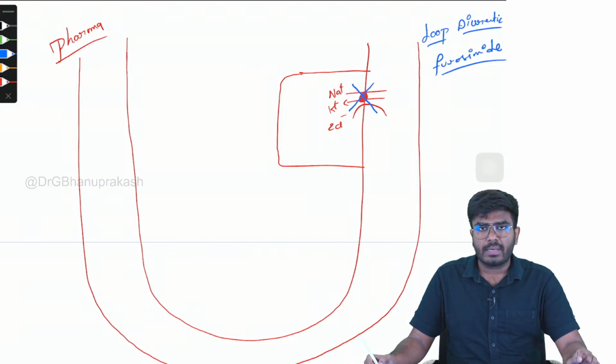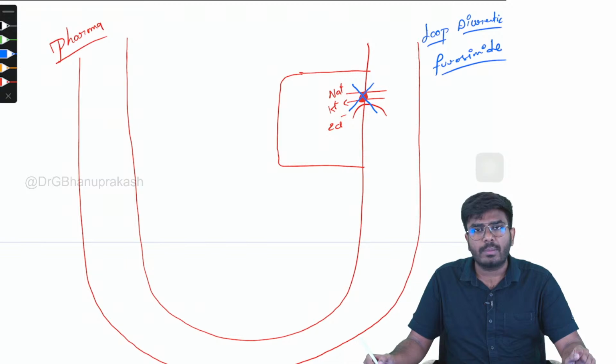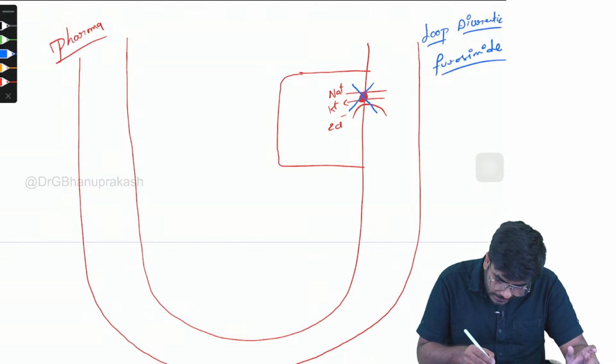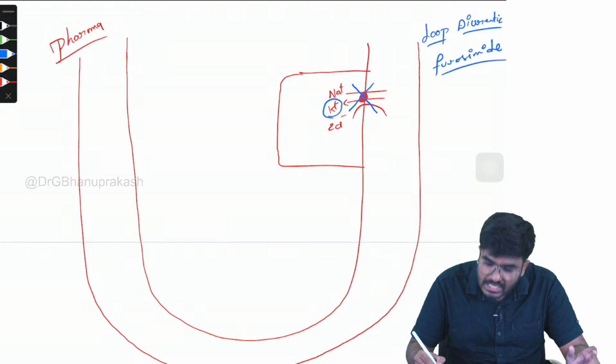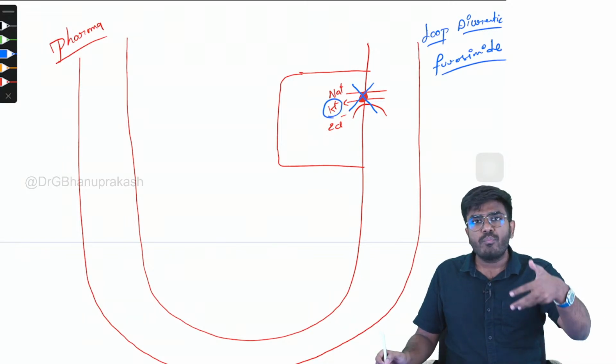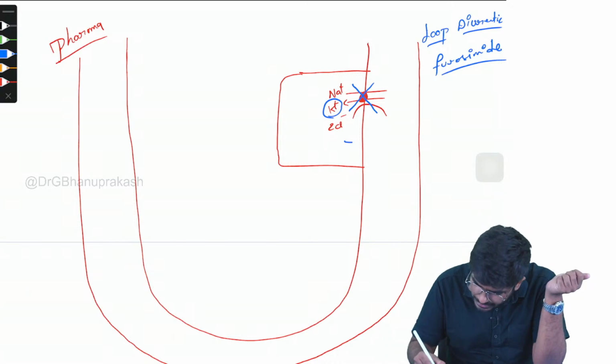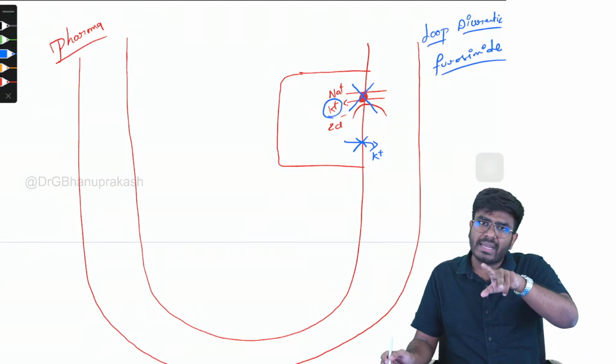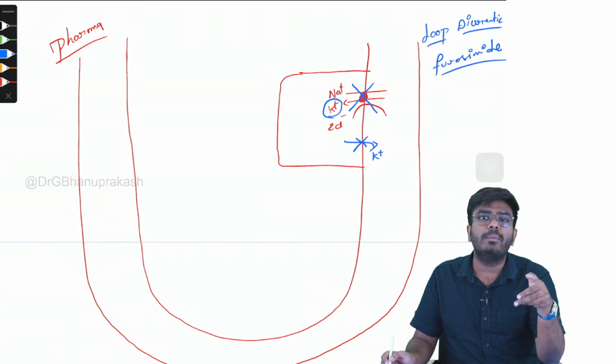Now, tell me what will happen. If the sodium, potassium, 2-chloride symporter is inhibited by furosemide, potassium is not entering into the cell at all. If potassium is not entering into the cell, will it leak out? Will potassium leak out of the cell? Definitely not possible. Potassium is not entering, so definitely it is not going to leak back.